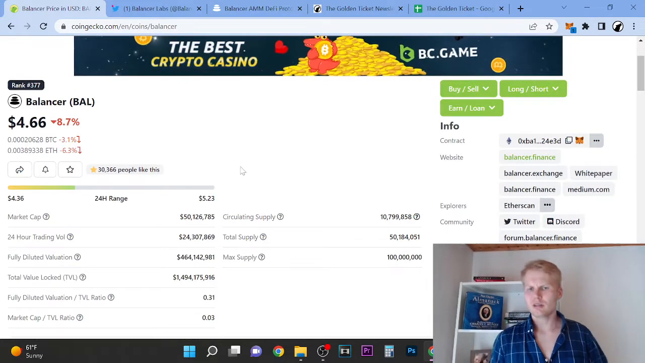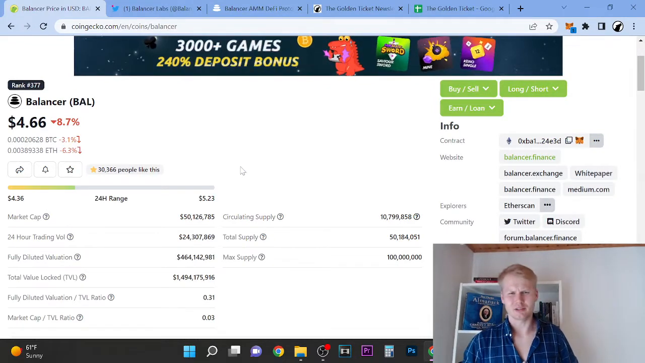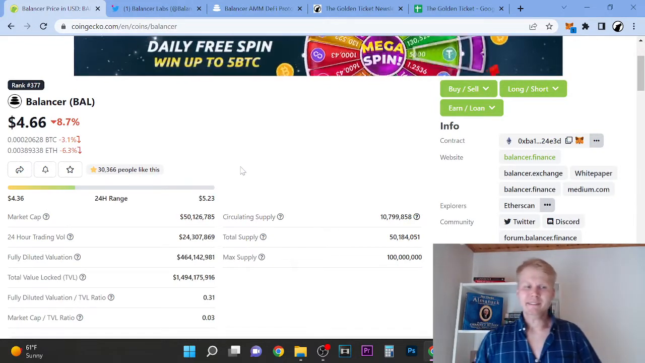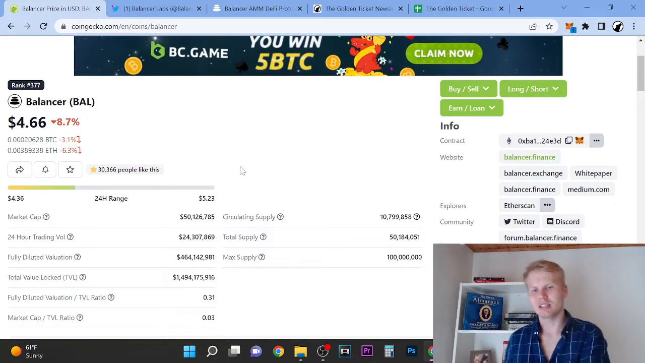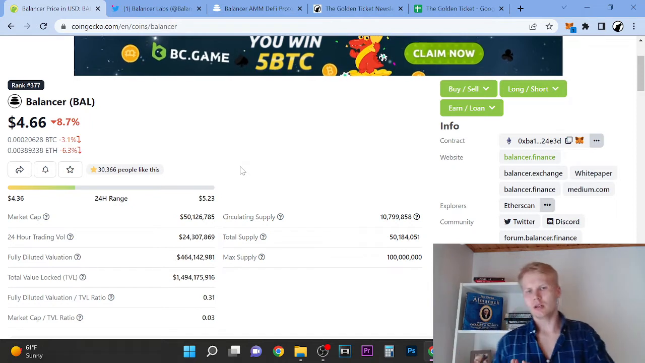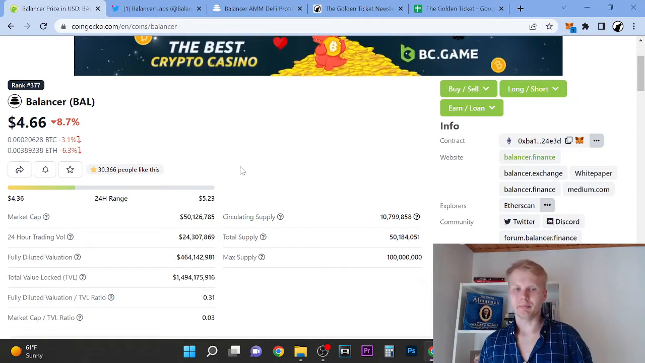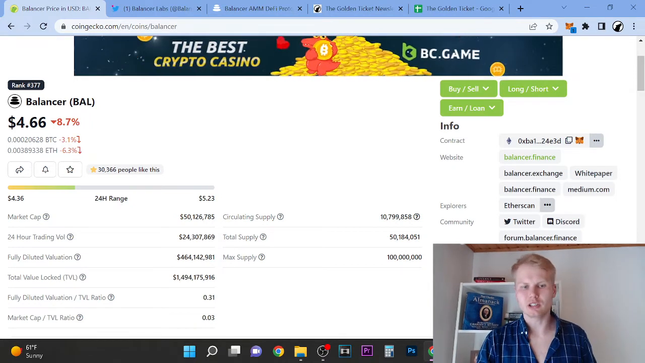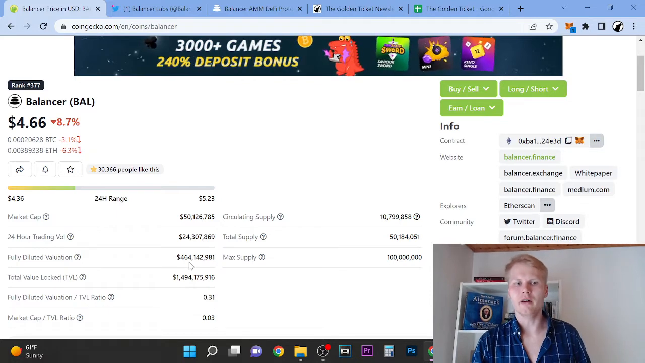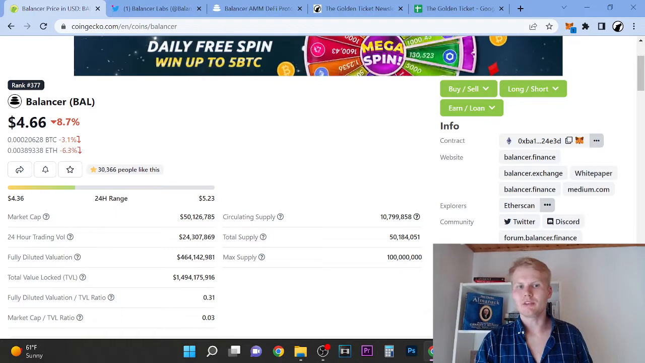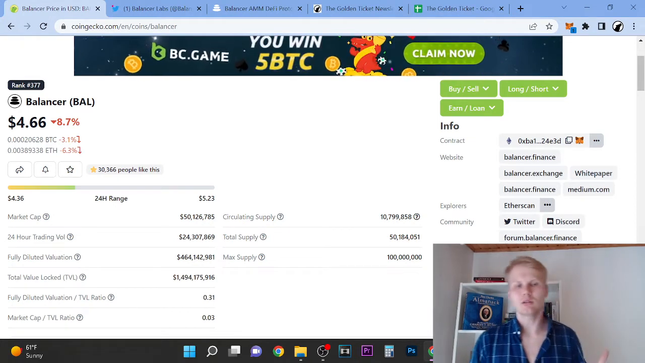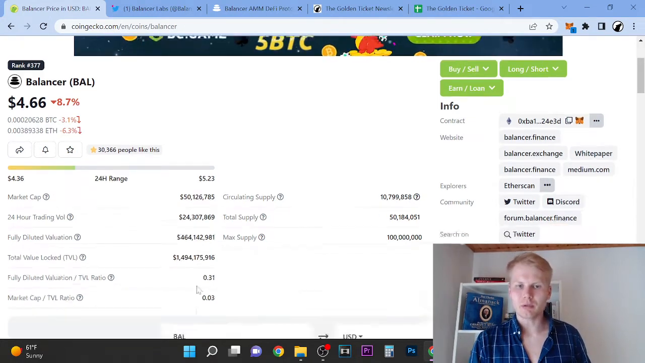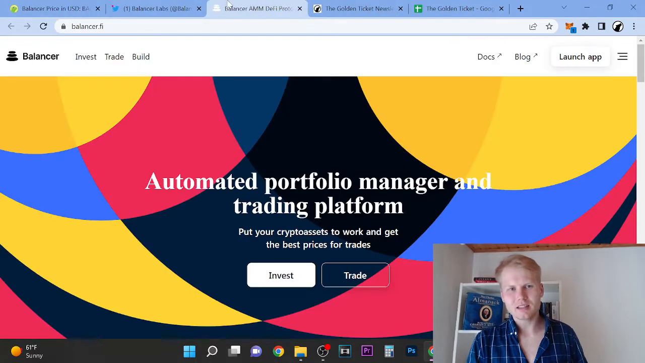However, the circulating supply is 10 million Balancer tokens, and the max supply is 100 million, so 10% of the tokens are in circulation, which is not the best. You can see that the fully diluted valuation is 464 million, while the market cap is 50 million, meaning it's kind of overvalued at the moment. But at the same time, the total value locked is absolutely incredible. So it's kind of like 50-50.